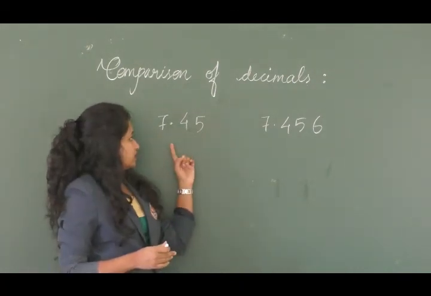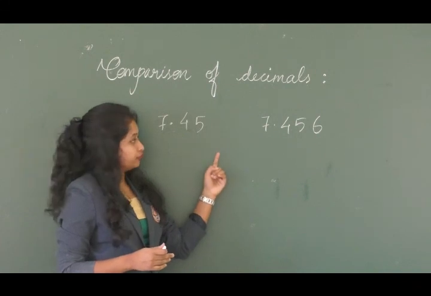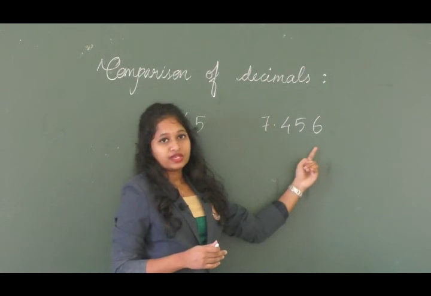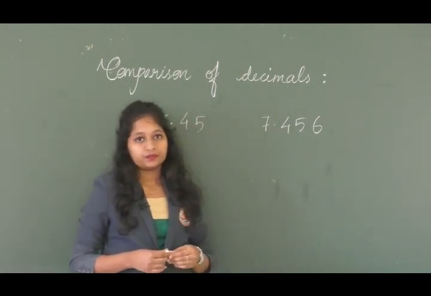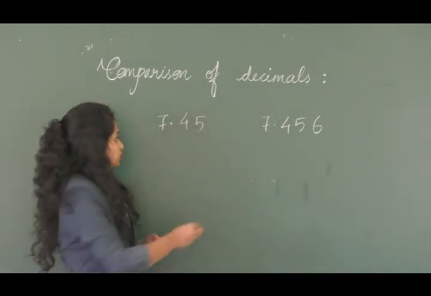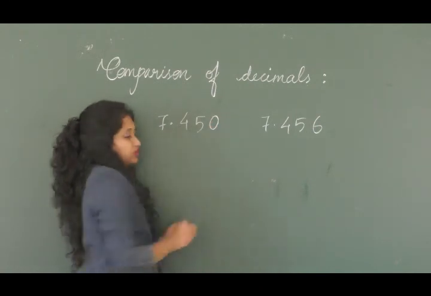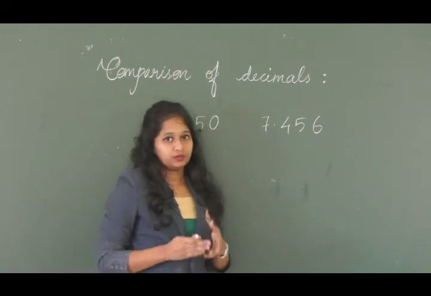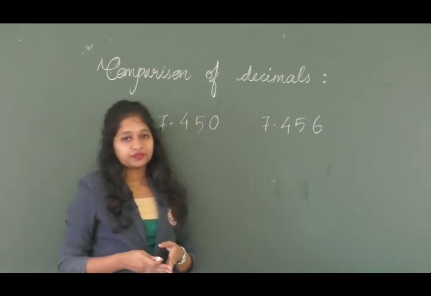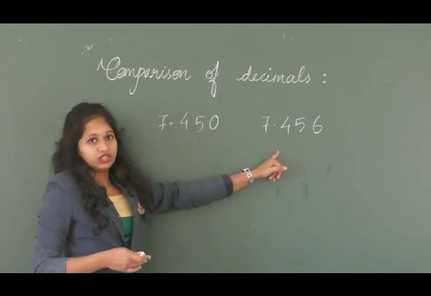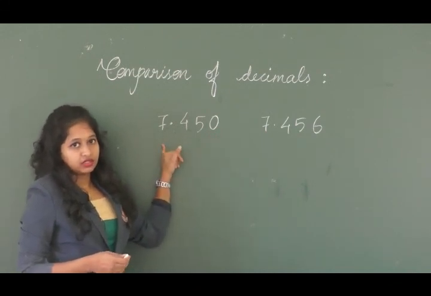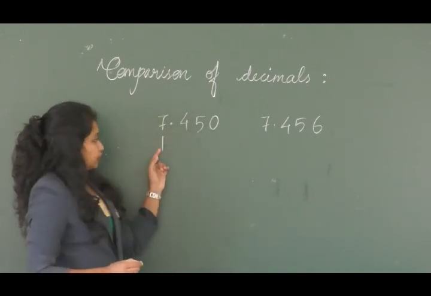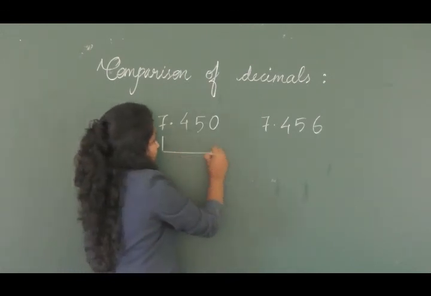So here I have 7.45 with 2 decimal places, 7.456 with 3 decimal places. So let's make 7.45 as 7.450. Both are equivalent. Now we have two like decimals. So start checking from the whole number part.